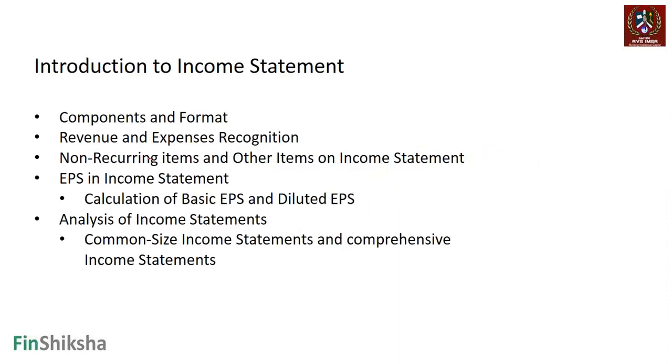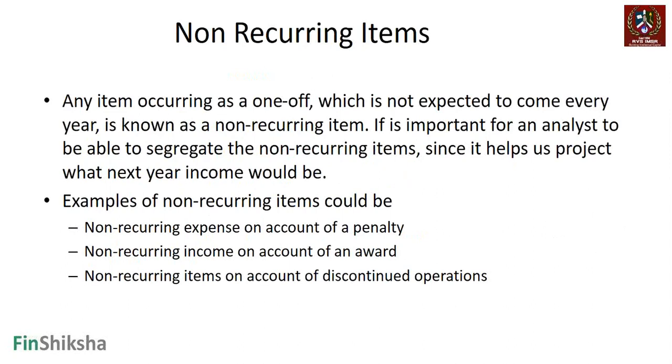So we're going to look at what are non-recurring items, and we are going to look at some of the other items on the income statement which are going to be of relevance to our understanding of income statements, right? Now, typically, let's first start with what do we mean by non-recurring items. Any item that is occurring as a one-off, which is not expected to come over every year, and it's an item that is specific to this one year but probably is not going to repeat itself again and again. That is known as a non-recurring item, right?